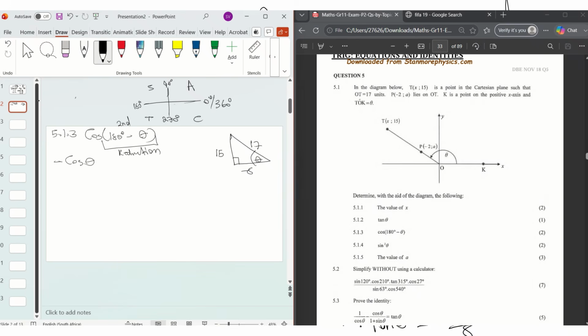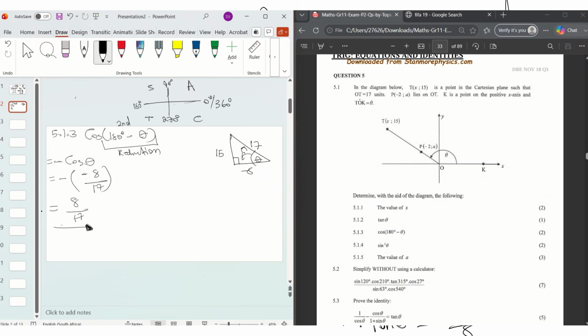So now what is negative cos theta? We have negative, and then what is cos theta there according to our triangle? Cos theta will be the adjacent over the hypotenuse. So now we have negative 8 over 17. Therefore, you cross multiply those two, and then we have 8 over 17 as cos theta.